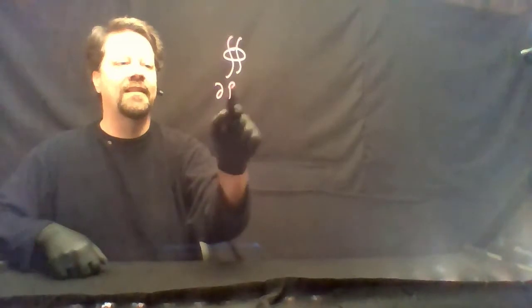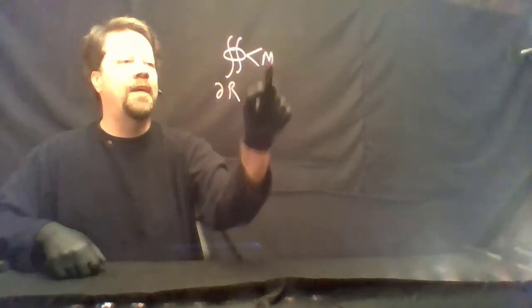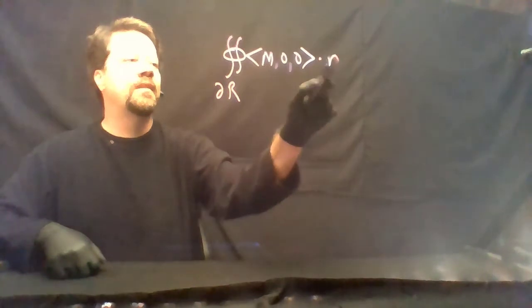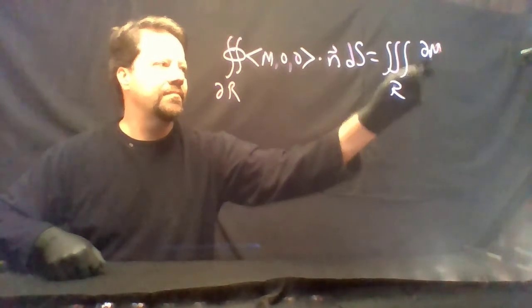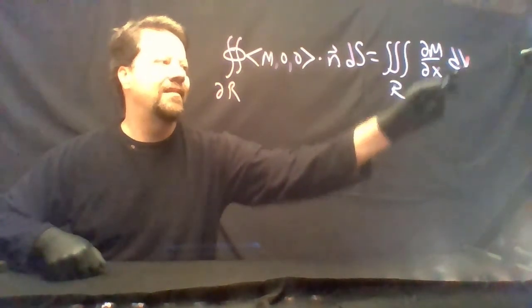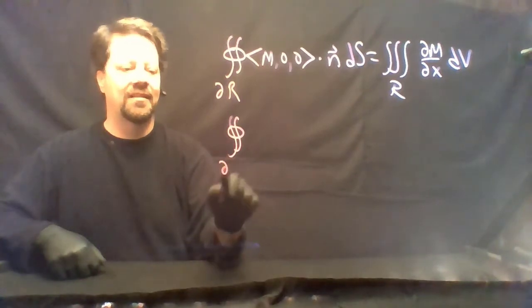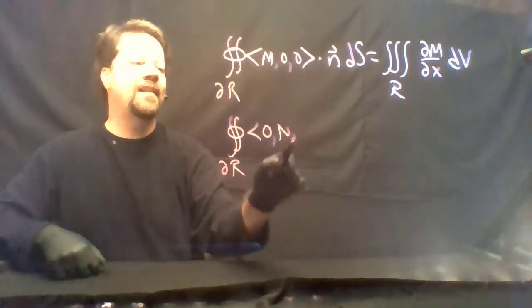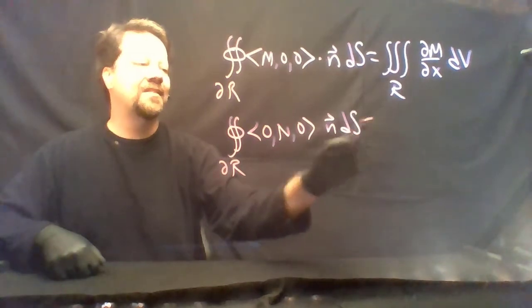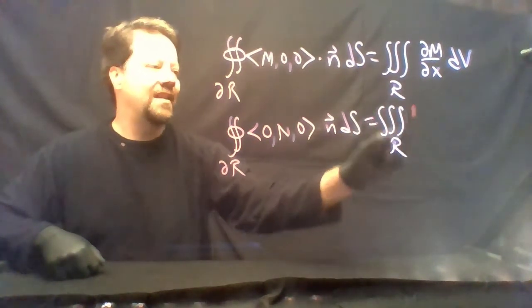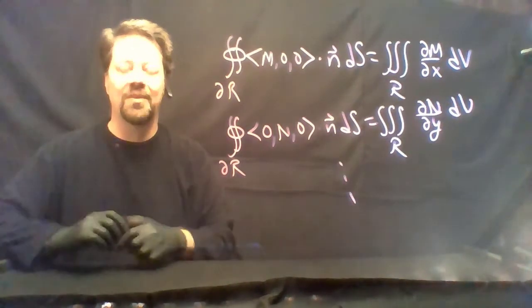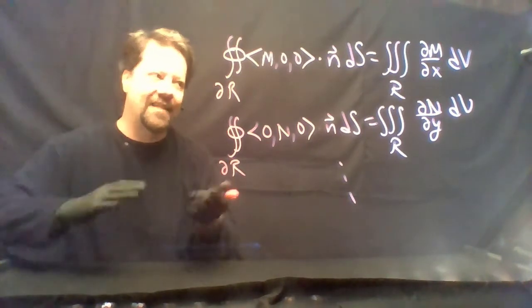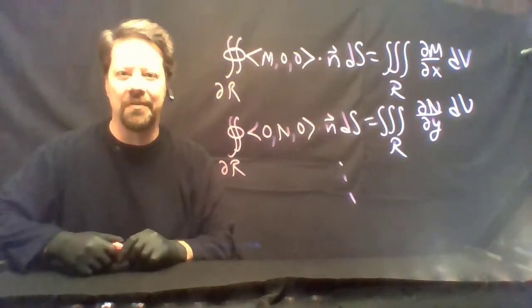Once we've broken the integrals up, we'll show that the integral of M00 dot n dS is the integral over R of dM/dx dV. We'll show that the integral of 0N0 dot n dS is the integral of dN/dy dV, and so on. We can show each piece separately and then add them together, and that will result in the divergence theorem.